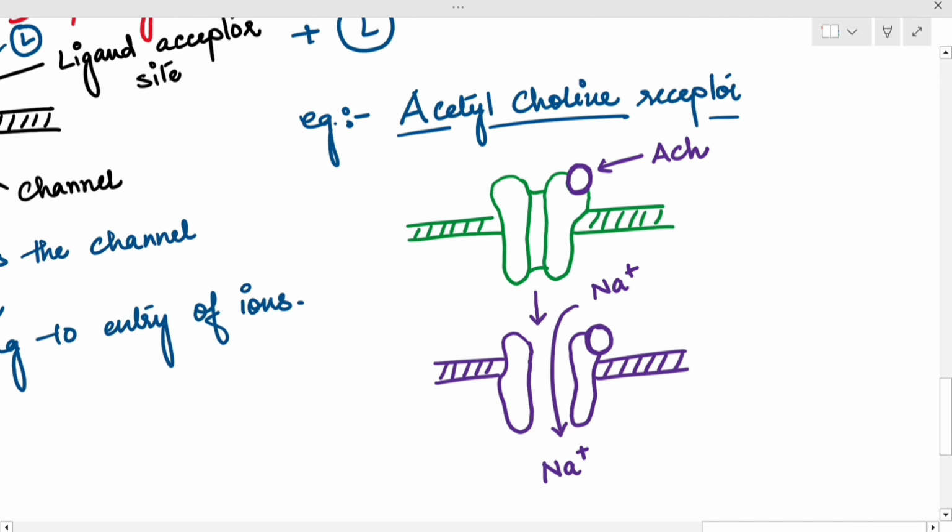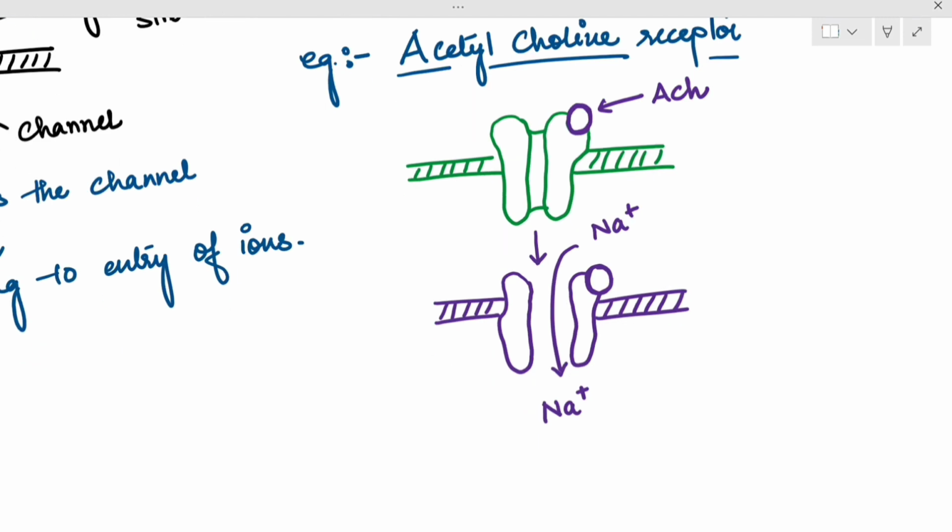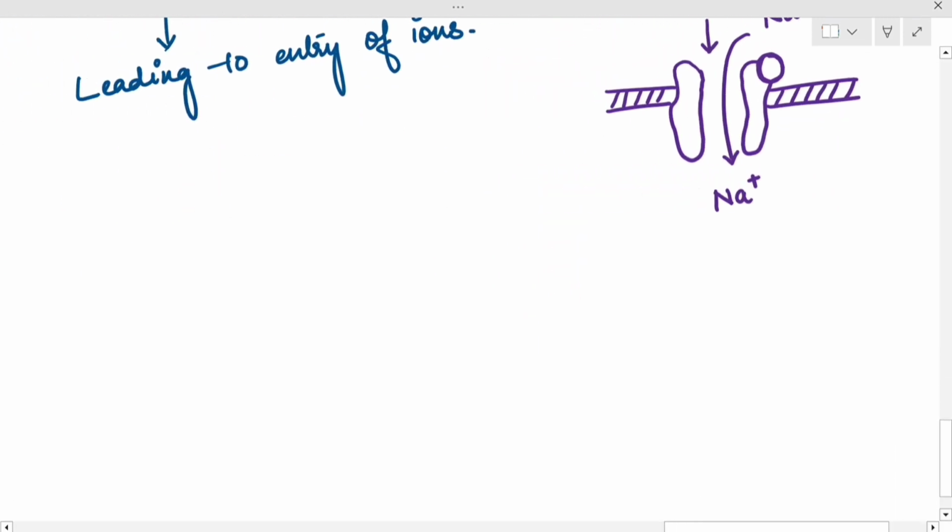Like the acetylcholine gets attached with a particular site, then activation of the channel takes place, and finally the sodium ion gets transported in. Fine. So we have completed the gating of the channels.